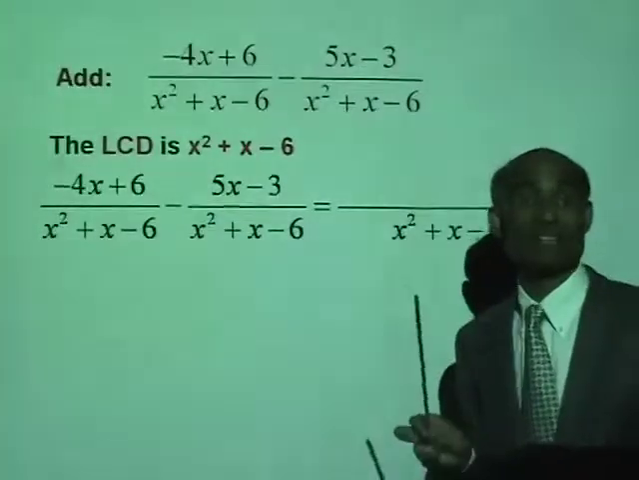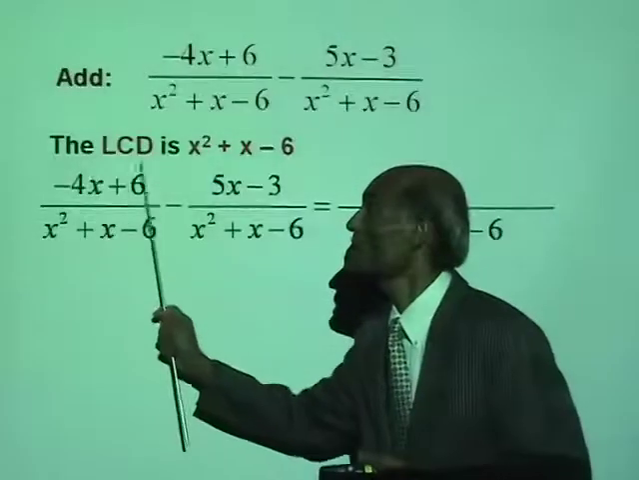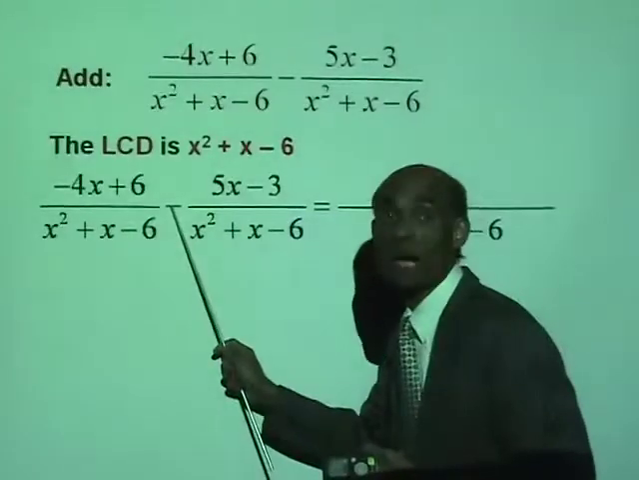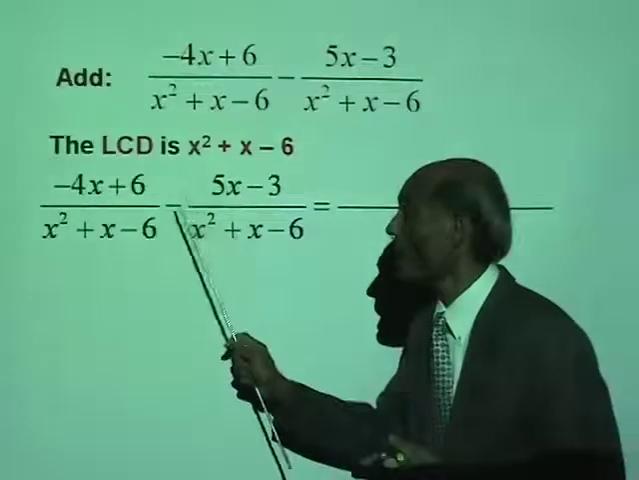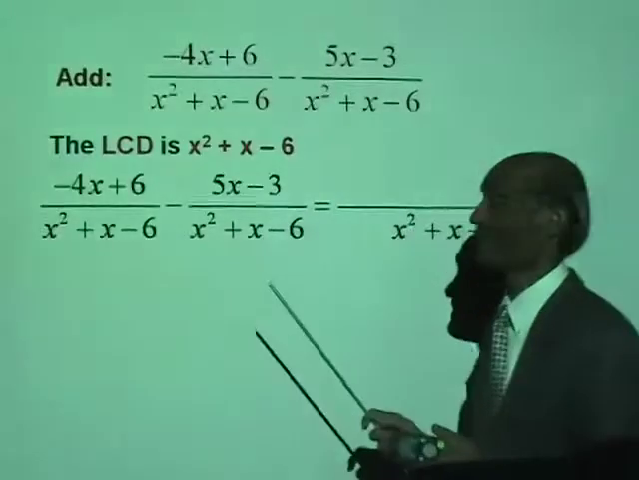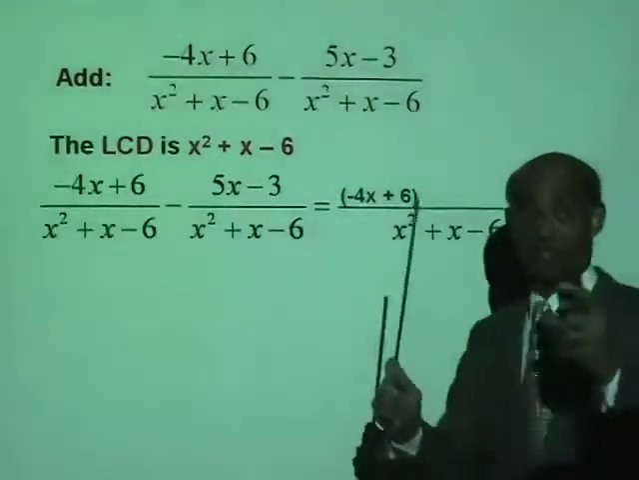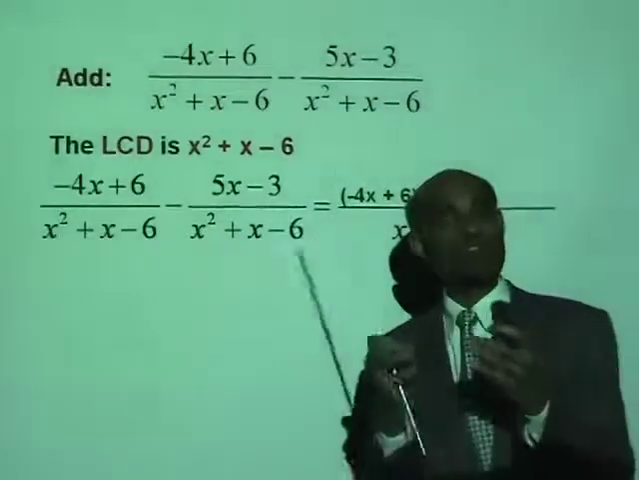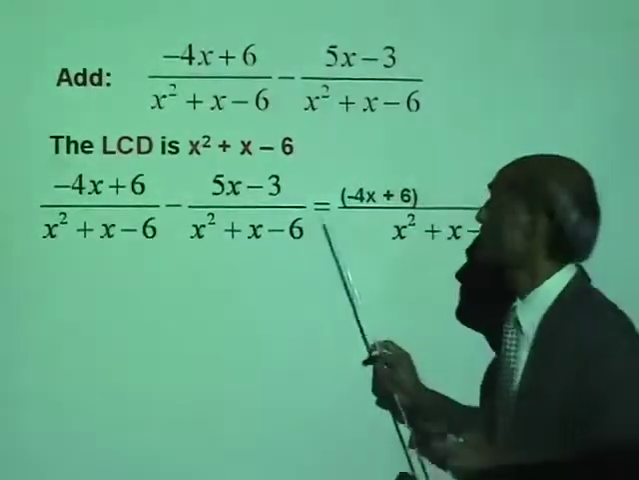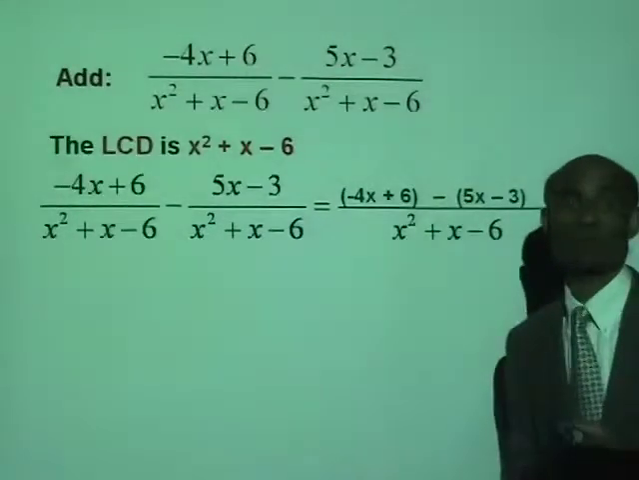What is our numerator? Now watch that carefully. Numerator will be this quantity minus this quantity. When you use the minus sign, be very, very careful. After the minus sign, the quantity needs to be in a parenthesis. So first we write this quantity, negative 4x plus 6. That's the quantity. You don't need a parenthesis for that. But after the negative sign, you need a parenthesis. That will be minus parenthesis 5x minus 3.